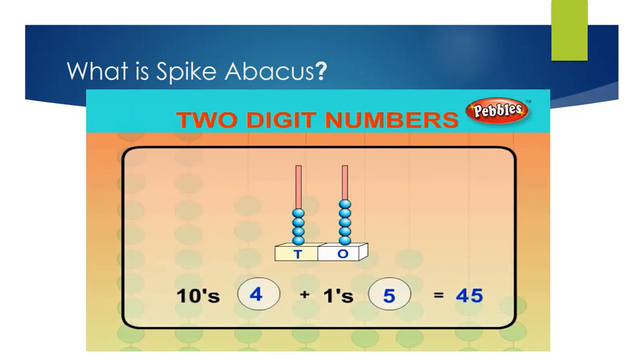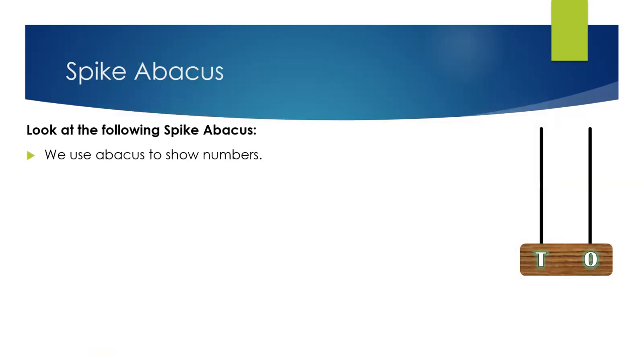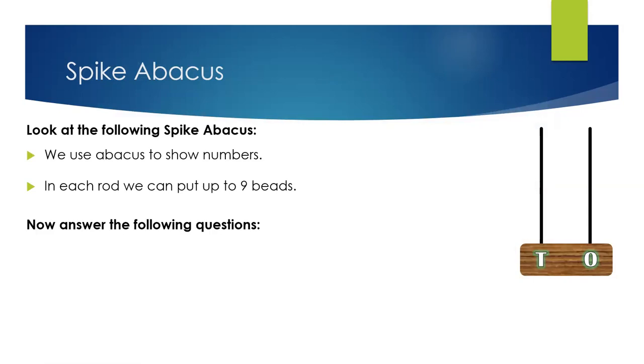So students, you have watched the video here, and now I'm going to reinforce those concepts. So what is a spike abacus? Look at the following abacus, which is having 2 spikes. We use spike abacus to show numbers. In each rod, we can put up to 9 beads. So in one spike we are denoting the position O, and the second spike is denoted by T.